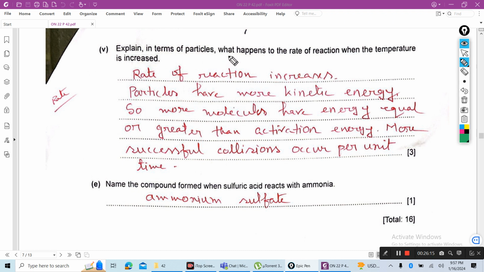Explain in terms of particles what happened to the rate of reaction when the temperature is increased. What happens to the rate of reaction? If you increase temperature, rate of reaction increases. So first you write rate of reaction increases.